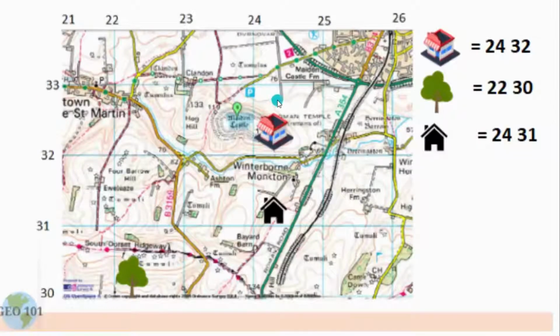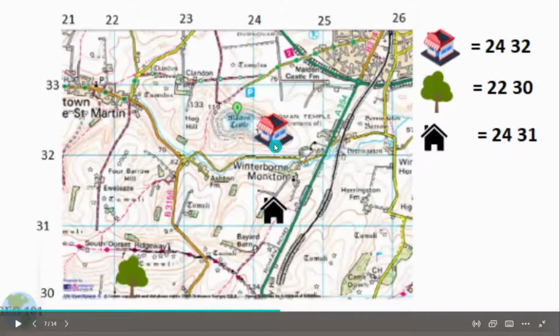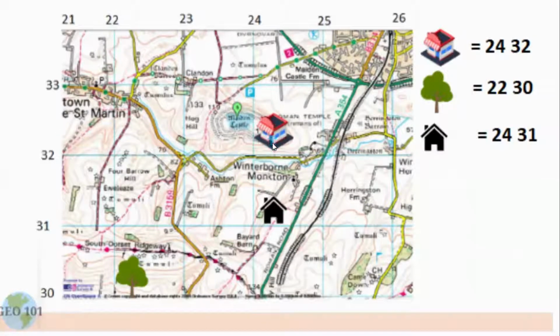So we have a map here, and we have these 3 places that we need to give the location for. We have a supermarket, we have a tree, and we have a house. So we want to give the 4-figure grid reference to each of these places. So let's start with the supermarket.